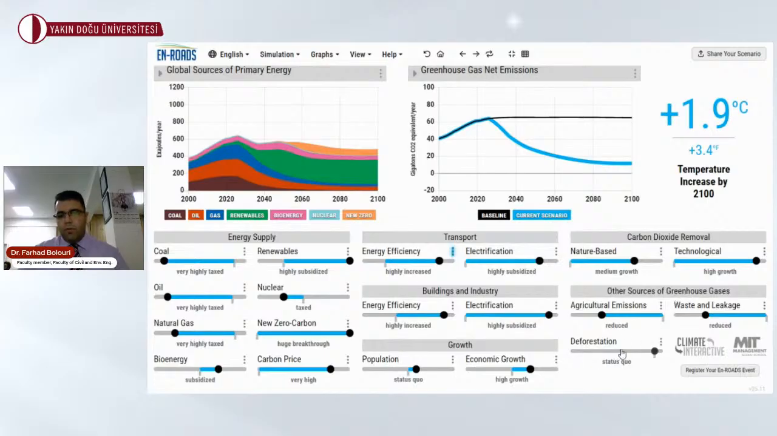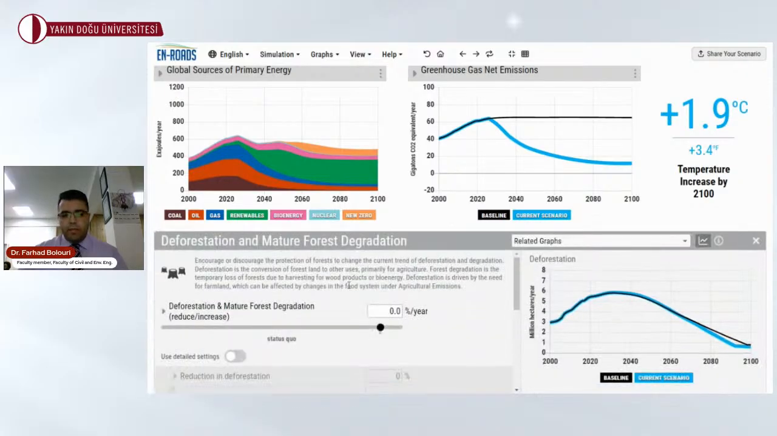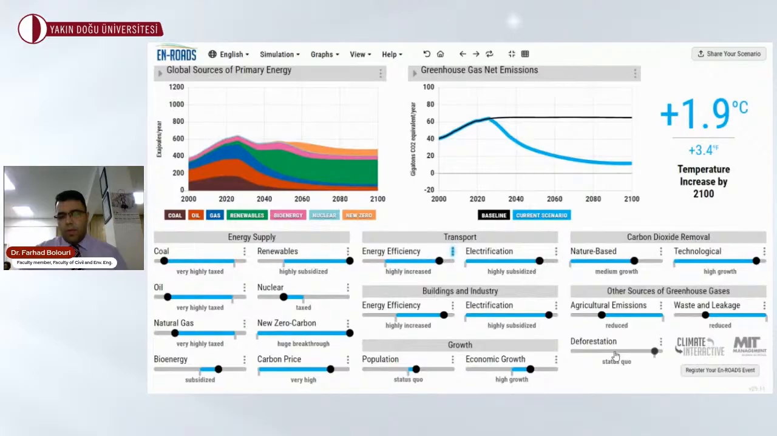Also for afforestation and deforestation, because nowadays we don't have much afforestation in the world, but we have so much deforestation in Amazon and the other parts of the world. So for deforestation, you can see from here what it means. When you cut the trees for your farms and the other things, you have deforestation. You say, okay, I will decrease it.